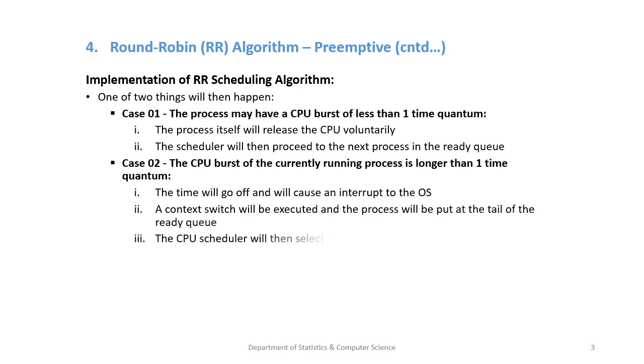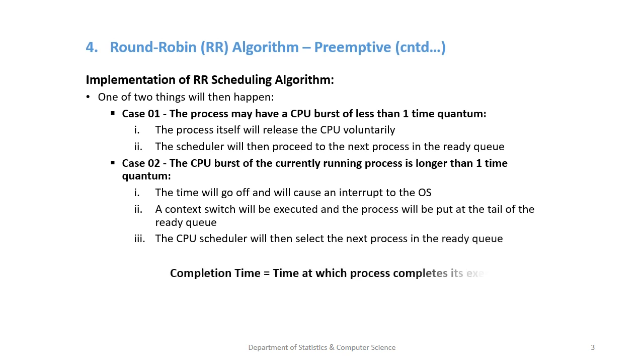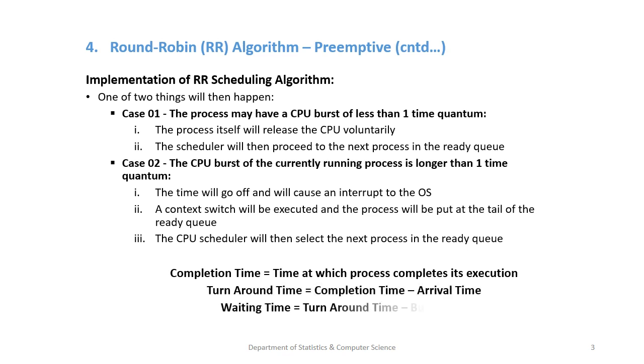Let's look at some terms related to the round-robin algorithm. The completion time is the time at which a process completes its execution. The difference between the completion time and the arrival time is called the turnaround time. The difference between the turnaround time and the burst time is called the waiting time.